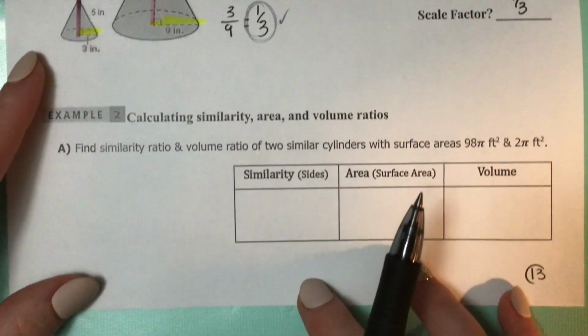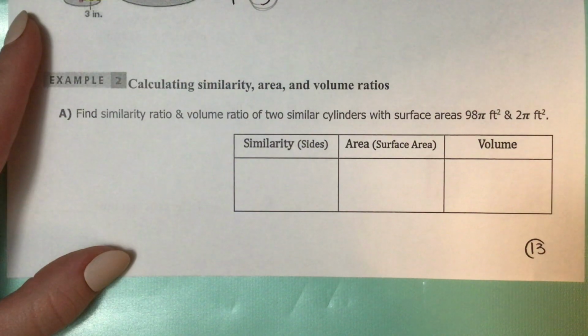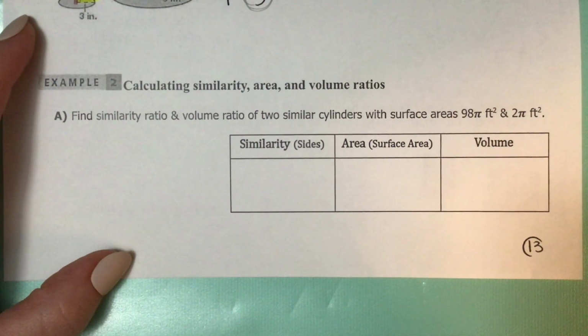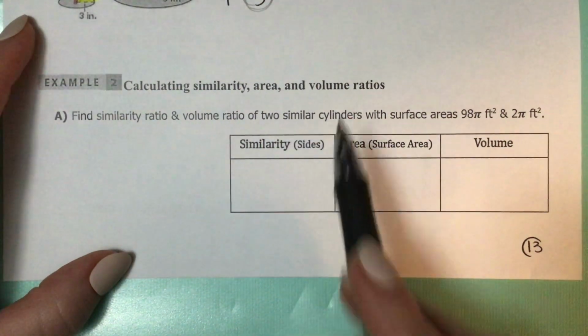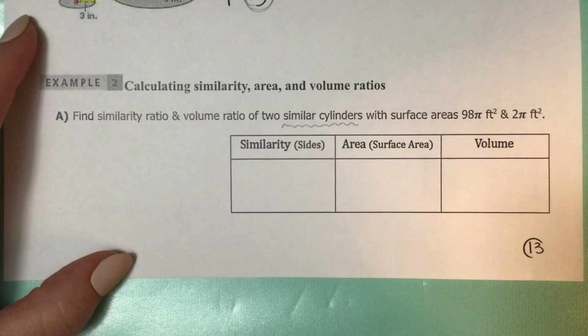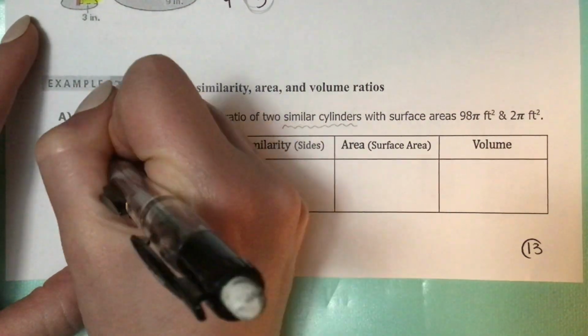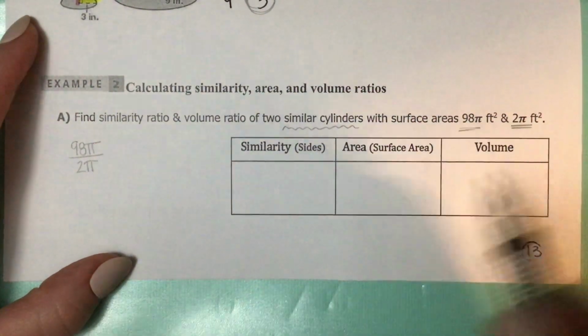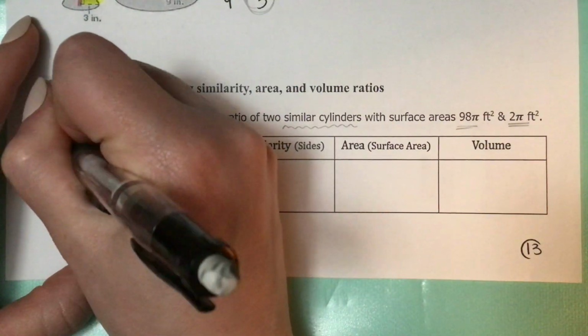All right. So in our next examples, it says calculating similarity, area, and volume ratios. In example A, it says find the similarity ratio and volume ratio of two similar cylinders with surface areas of 98 pi square feet and 2 pi square feet. Now, we know we're working with similar cylinders. They're telling us right here. Their ratio right now is 98 pi over 2 pi, because those are the two values we were given, and this is for surface area.